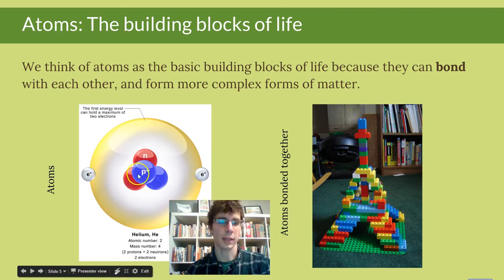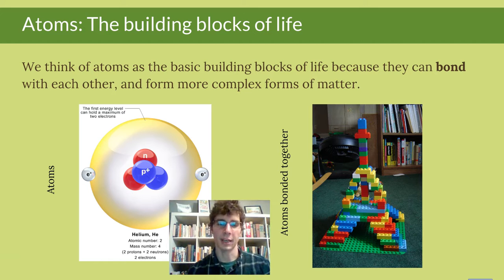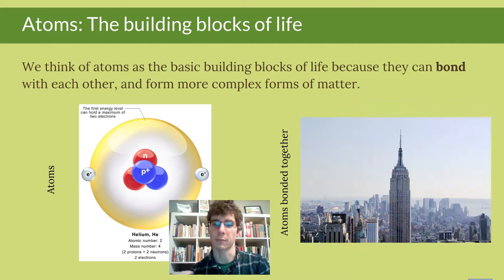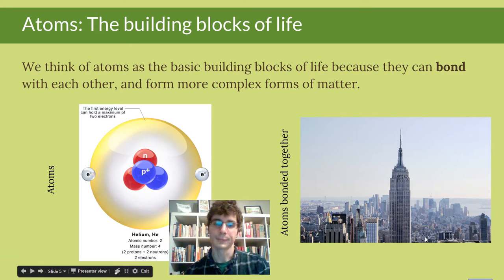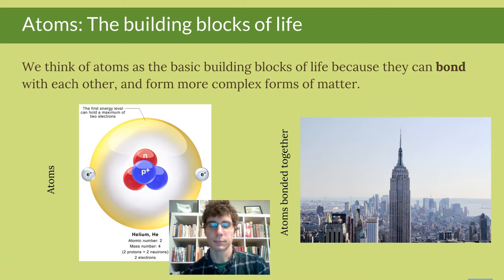So again, here is what an atom might look like. In this case, it's helium. And if we took a bunch of different atoms and were able to bond them together, specific ones, probably not helium, maybe something more like iron, we would end up with something that looks like this. And I think it's way cooler than anything you can make out of Legos. It's the real Empire State Building right here. So this gigantic structure is made out of tiny, tiny, tiny little pieces of atoms that are bonded together. Okay?